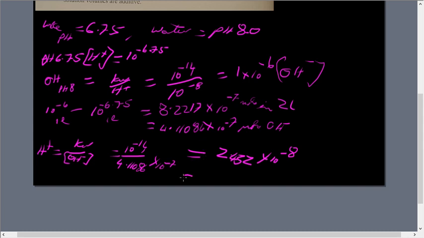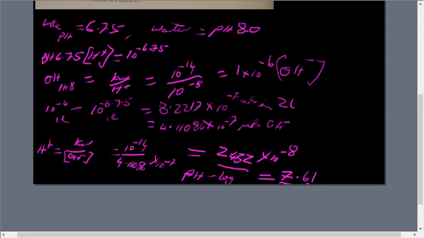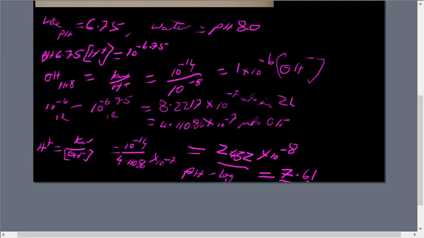If we do the pH equals negative log of this number here, you'll find that the negative log of that should come out with a number of 7.61. And that's our pH of the two being added together. Notice the traps that we had in mind that you had to see when you're doing this.